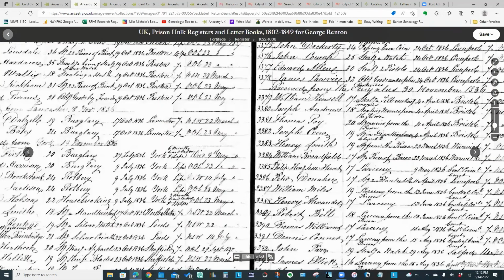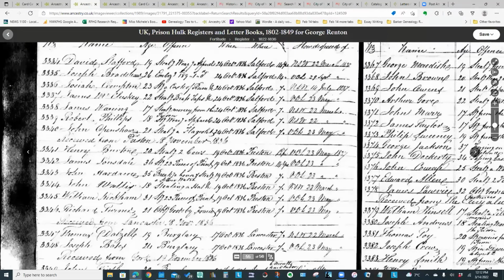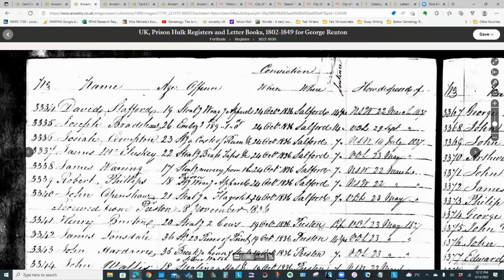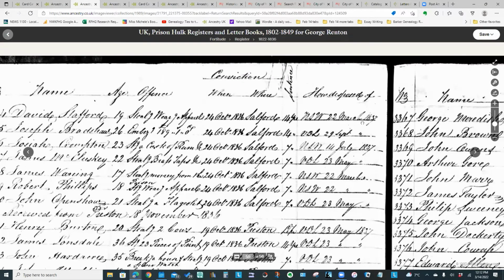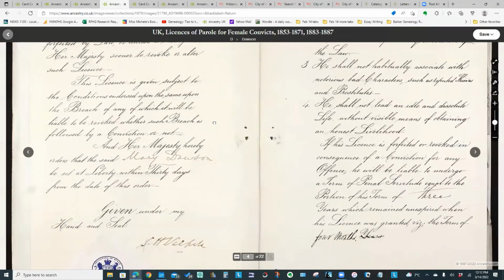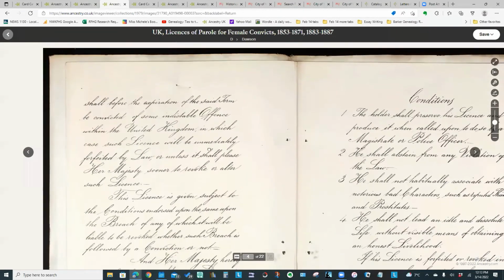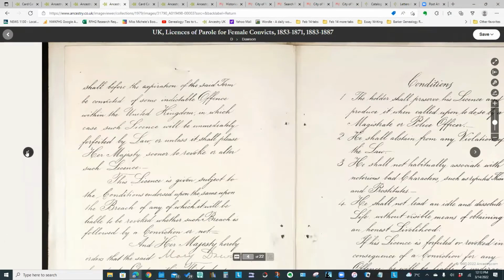It's basically listing, I'll just blow it up so you can see. It gives you the prisoner's name, their age, what the offense was. So that first line, David Stafford, age 19. He was stealing wearing apparel, when he was convicted, where he was convicted, and how he's disposed of. He's going to be going to New South Wales. So he's being transported.